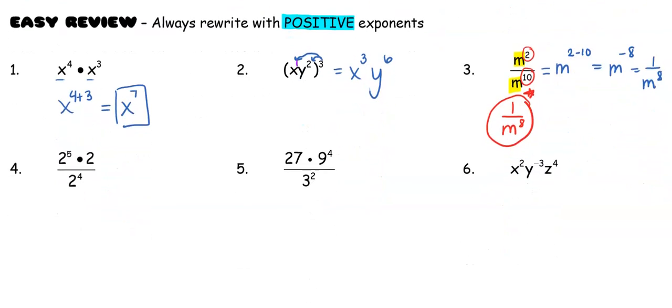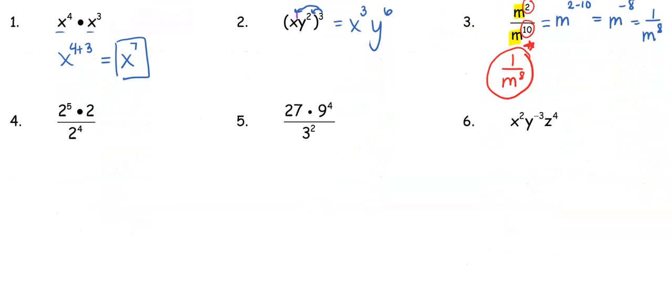Moving on here. All right, number 4. Number 4 and number 5 are going to become very important. These are easier examples of a question that's going to be a little bit harder down the road. So the first thing that I notice in number 4 is that I have the same base. I'm always looking for something that they have in common so that I know how to put them together.